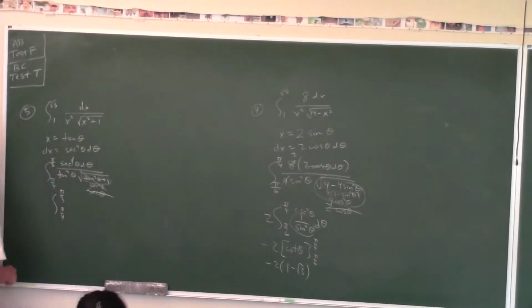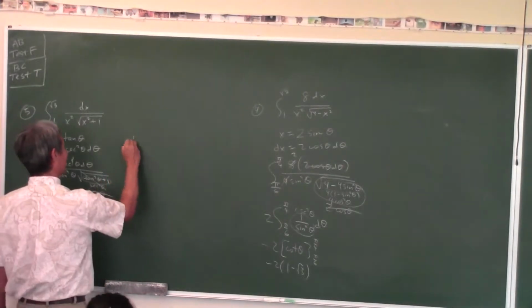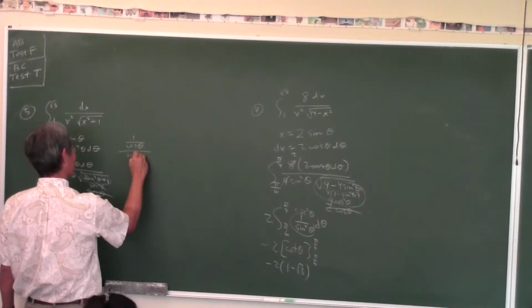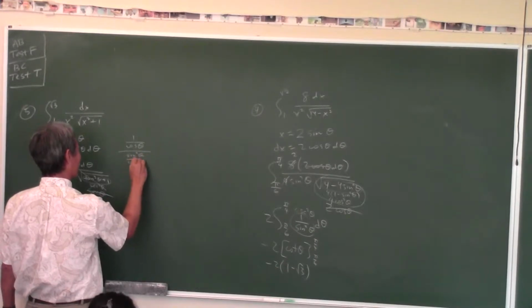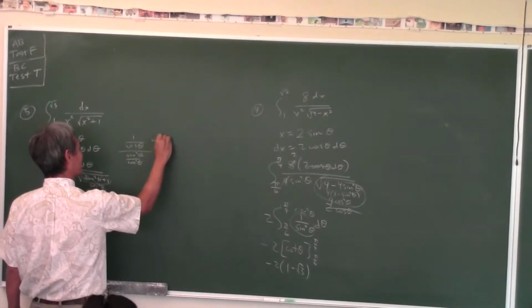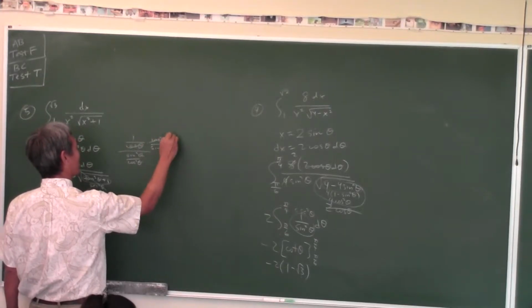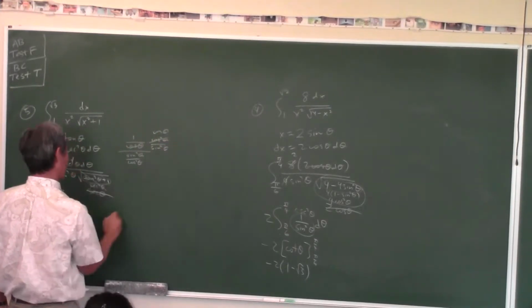Okay, wait, now, how do we simplify this? I guess we've got to change everything to sines and cosines, right? Secant is 1 over cosine, and tangent is sine over cosine. So if we multiply by the reciprocal, we're going to get cosine over sine squared.